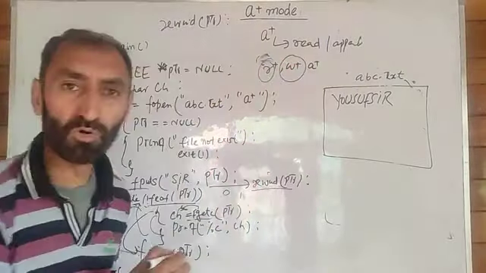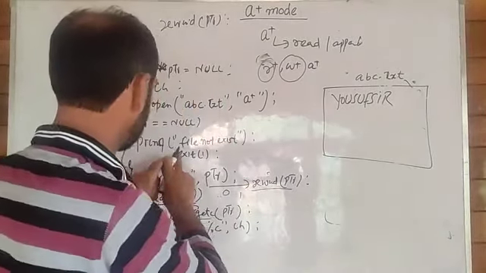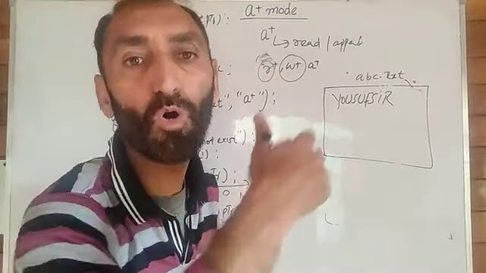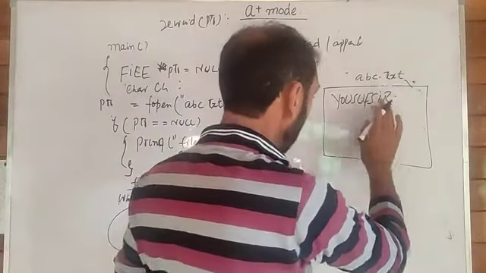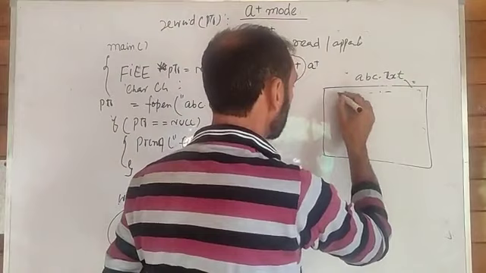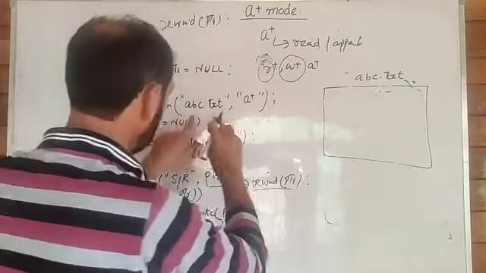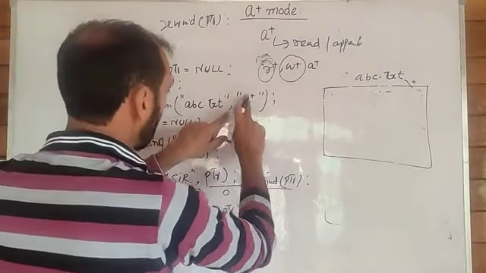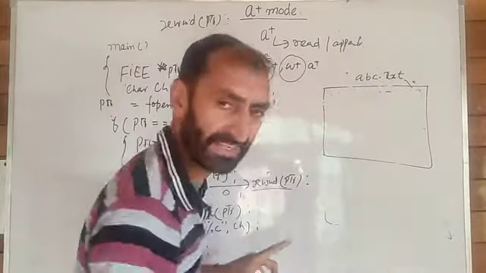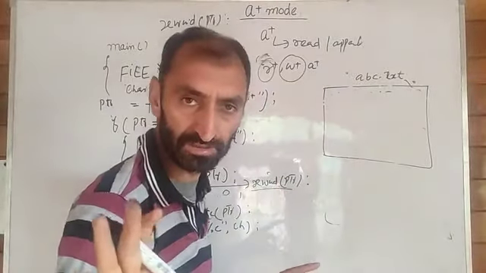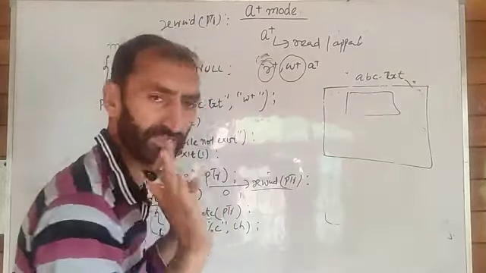But in W plus mode, if the file does not exist, it will create a new file and it will open it. For example, suppose I want to open this file ABC in W plus mode, but the file does not exist in the hard disk. It will create a file ABC here and will open it.